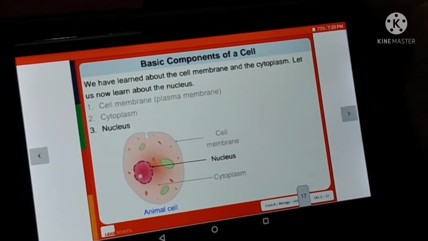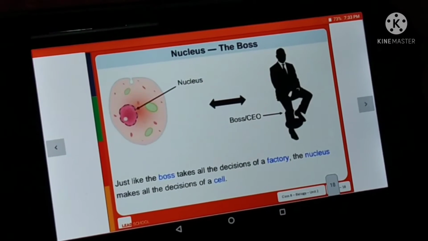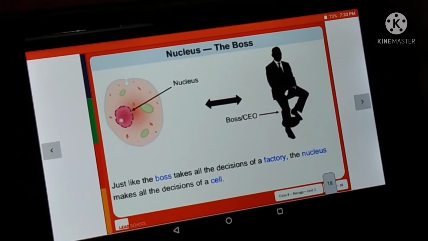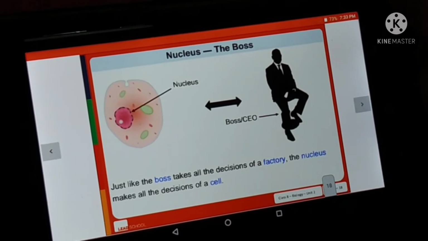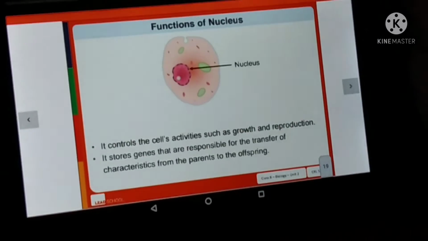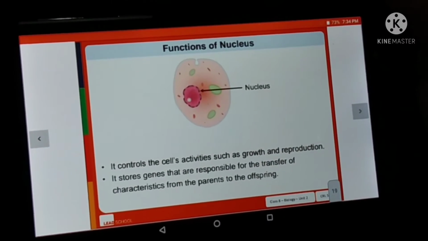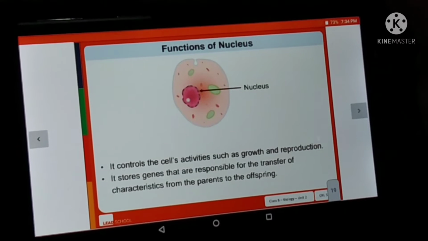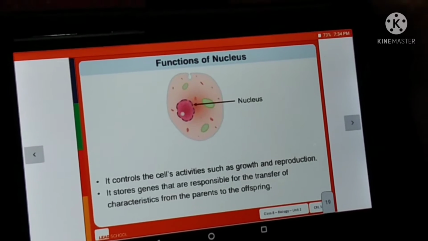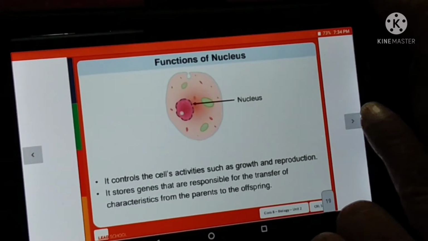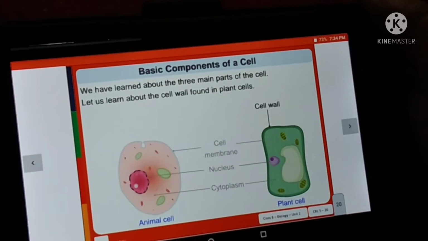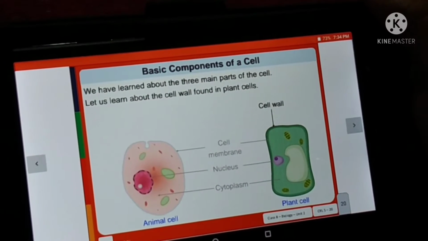Number 3, nucleus. Just like the boss takes all the decisions of a factory, the nucleus makes all the decisions of a cell. It controls the cell's activity such as growth and reproduction. It stores genes that are responsible for the transfer of characteristics from the parents to the offspring. Now we have learned about the three main parts of the cell.